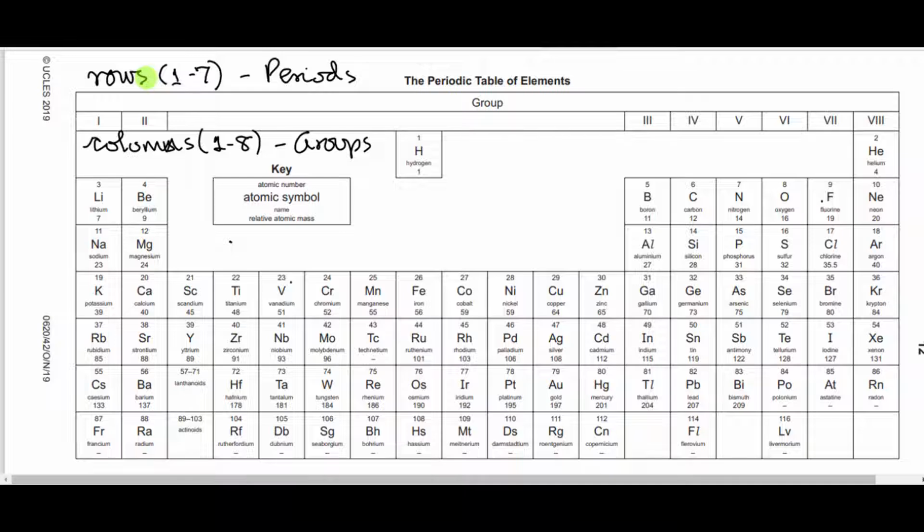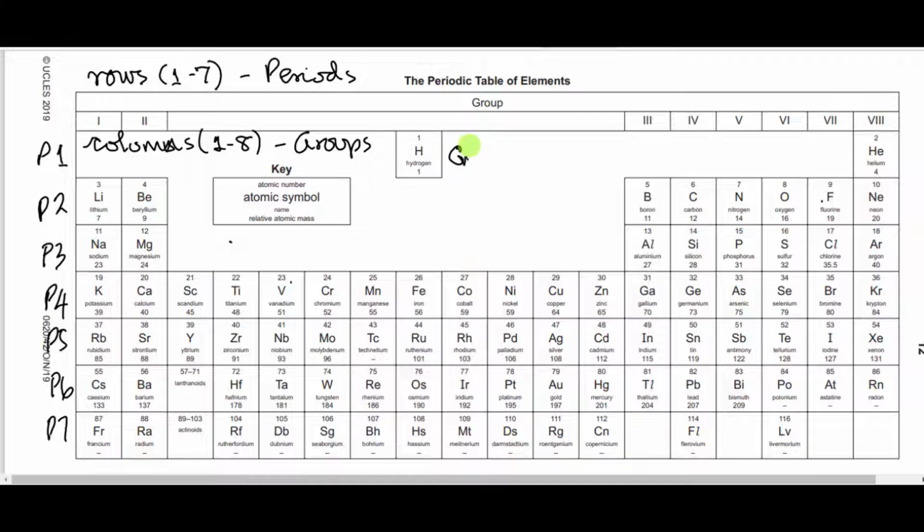So you have, these are the rows, this is period 1, this period 2, this period 3, period 4, that's row 4, period 5, period 6, and period 7. So you have group 1, group 2, as you can see here, group 1, group 2 to group 8. This is group 8 here, right? Or group 0. Now, what is significant about the groups and the periods?